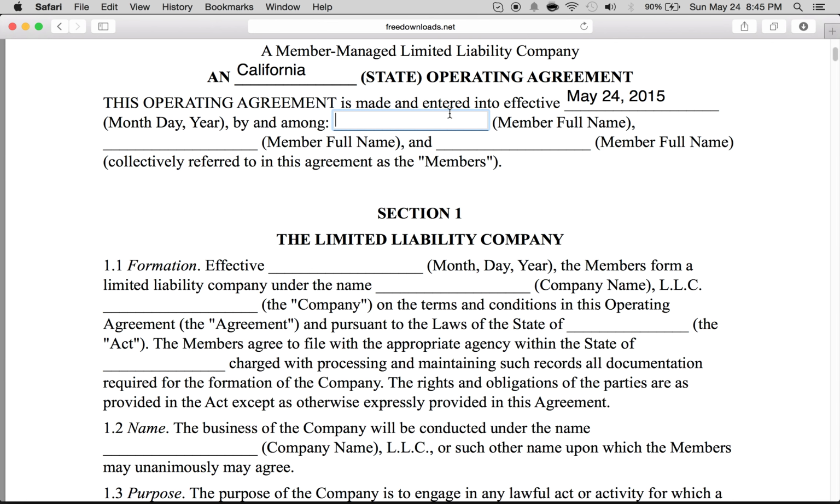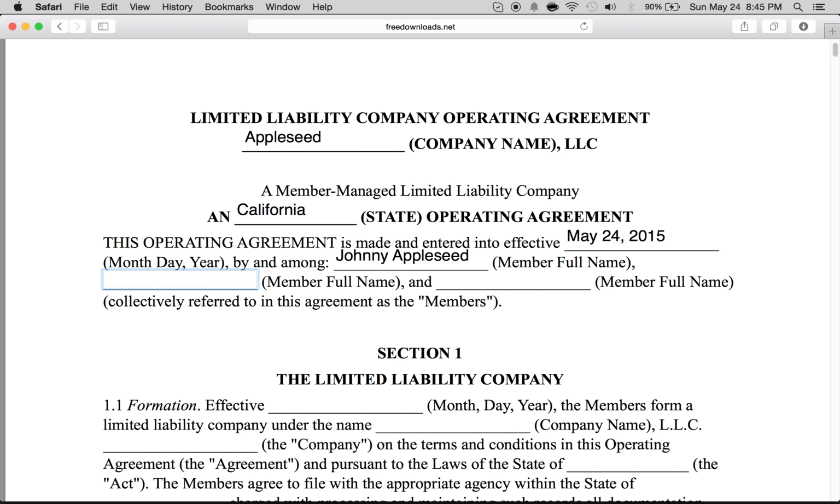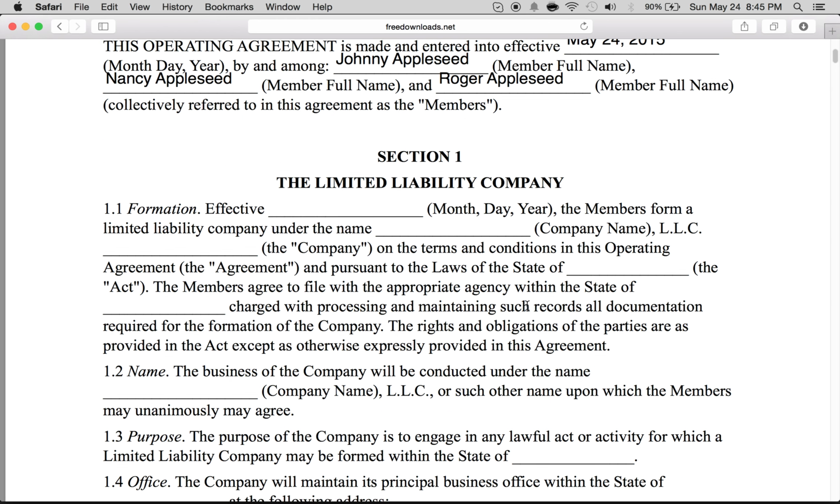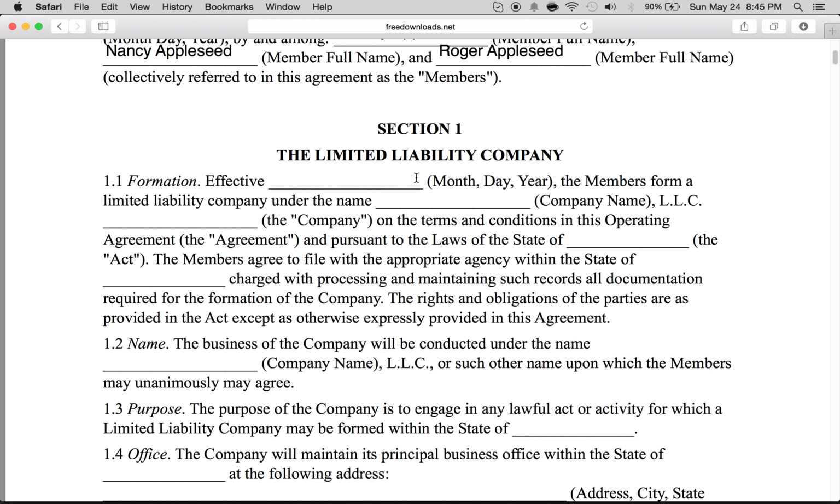Among member full names, now again, this only gives you up to 3, and if you have more than that, just open up the Microsoft Word version and you can add more. So we'll do Johnny Appleseed, Nancy Appleseed, and Roger Appleseed. Just a big family company here. So it's really that easy, where you just keep going through and entering in the blanks what you see in the parentheses.